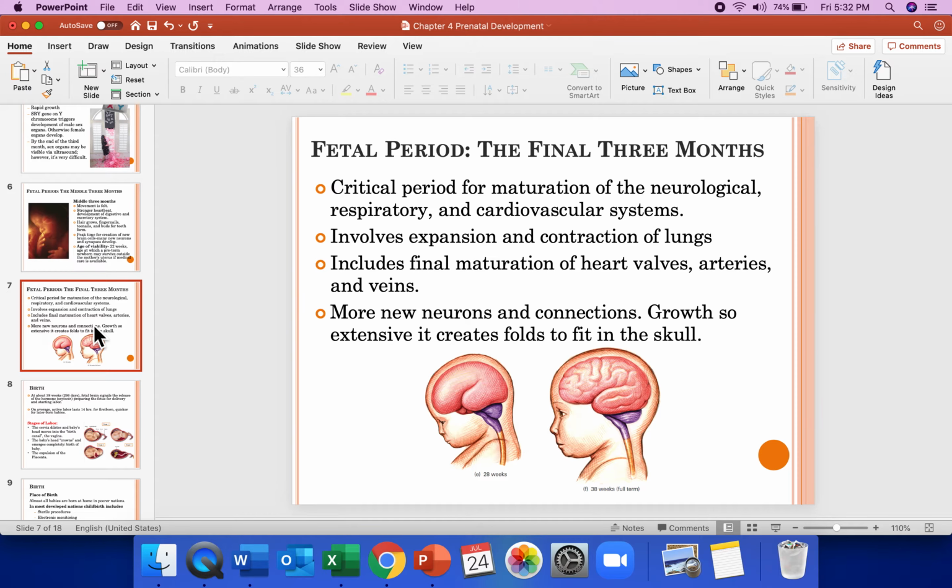And one area in particular that's going to see a lot of rapid growth, especially in the last 3 months, is the brain. The brain is going to increase in the number of neurons and neuron connections, to the point where it does not fit within the skull, and therefore it starts to fold into itself. So when you see a brain with a lot of folds, that is a signal of a lot of neurons and connections. And the difference between this picture, the baby at 28 weeks compared to 38, is amazing, because it shows how much growth happened within that brain.